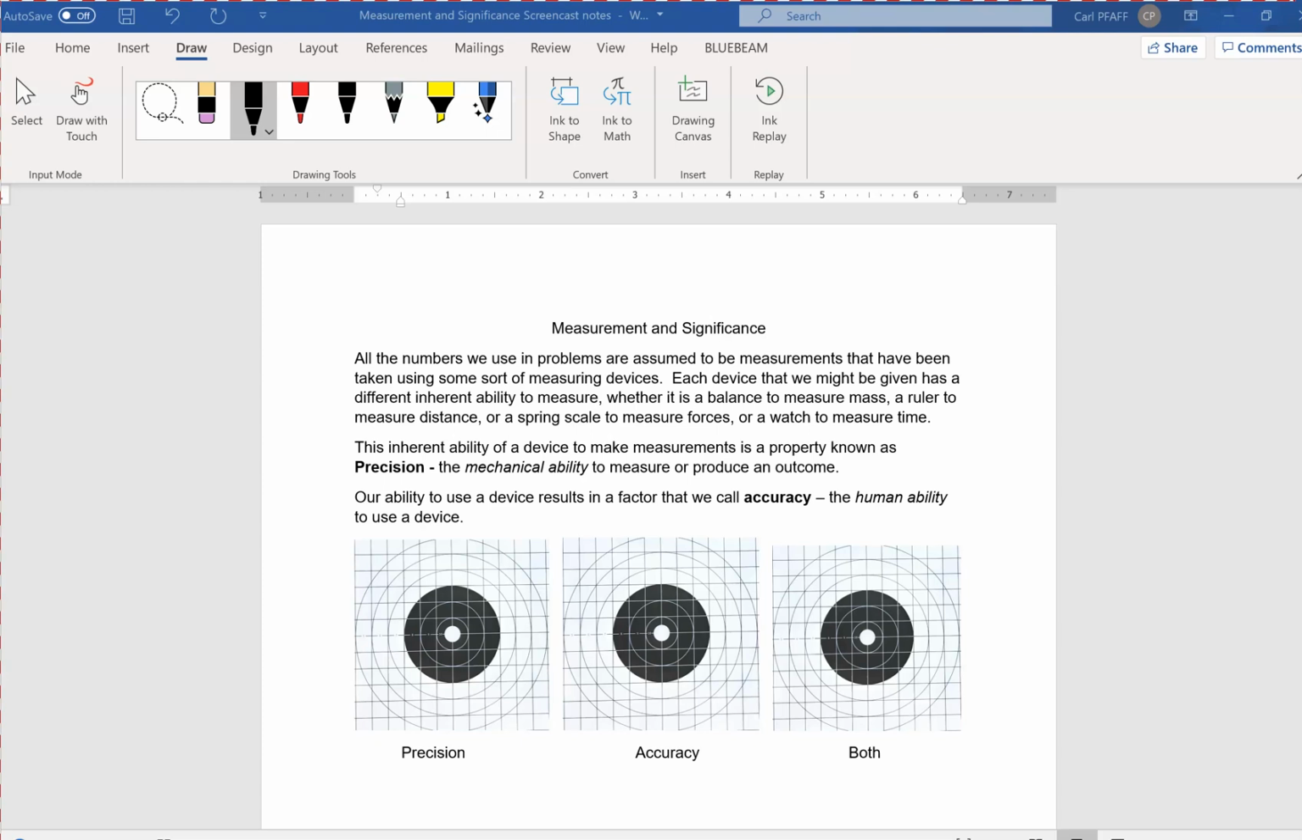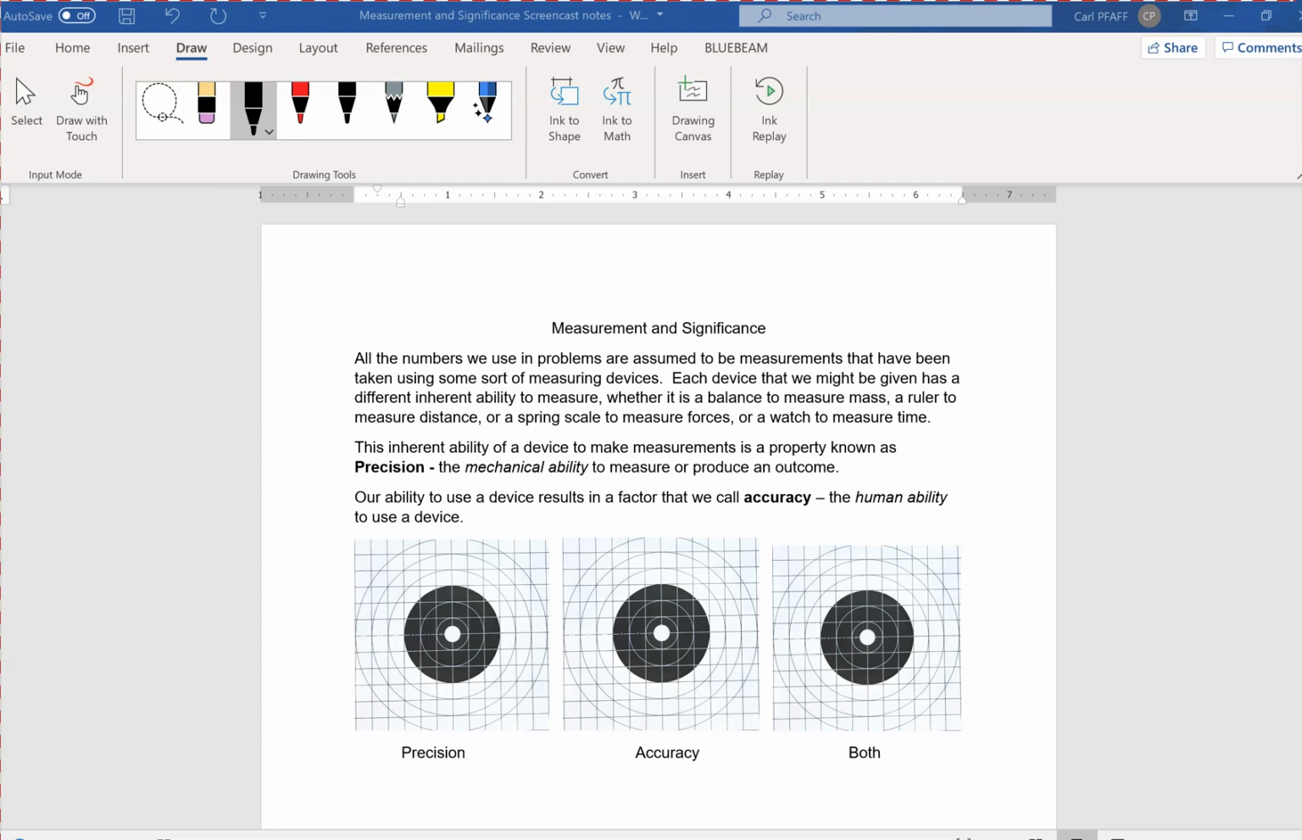Measurement and significance. You've probably heard of this and dealt with it before in previous classes. It'd probably just be pretty quick, down and dirty with maybe a good explanation. Because this deals with how you tell me what answer you get when you do a problem, right? So all those numbers that we get in problems, you need to assume that those are measurements that have been made by somebody taking some sort of measuring device. And then they're describing to you in words what's going on with that problem.